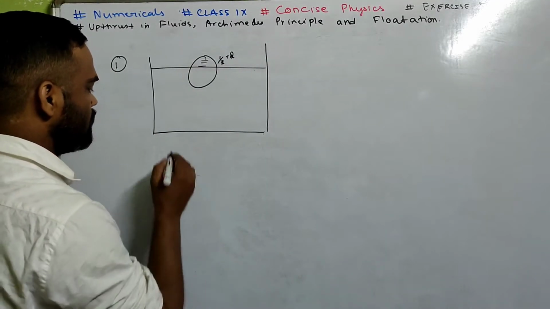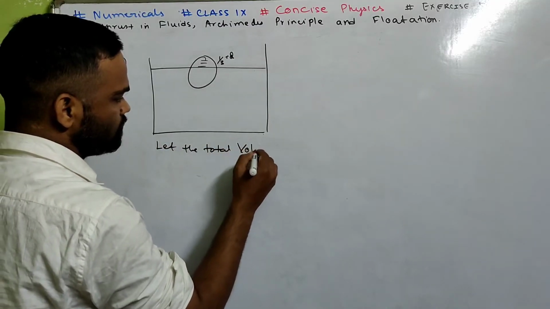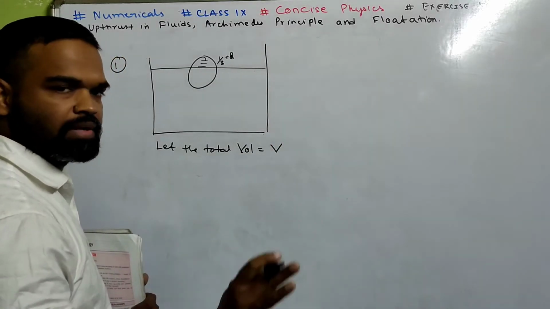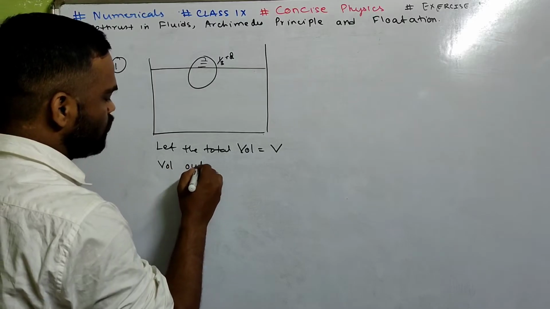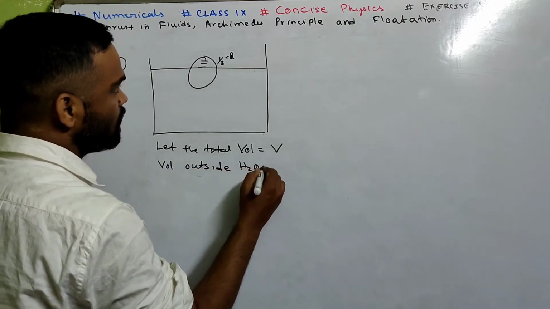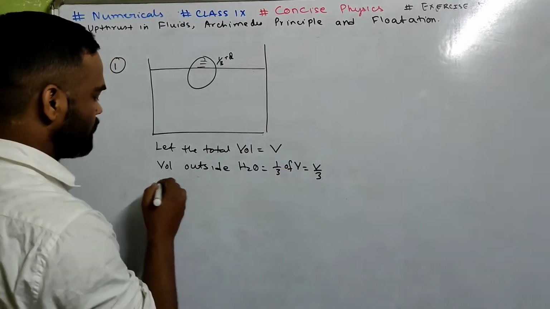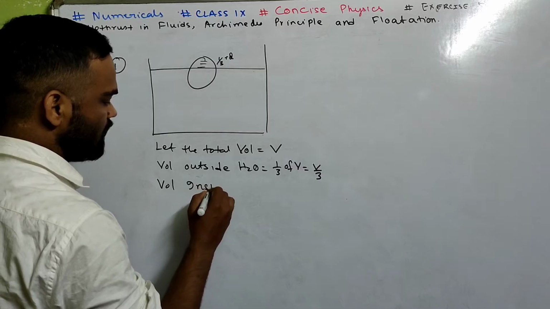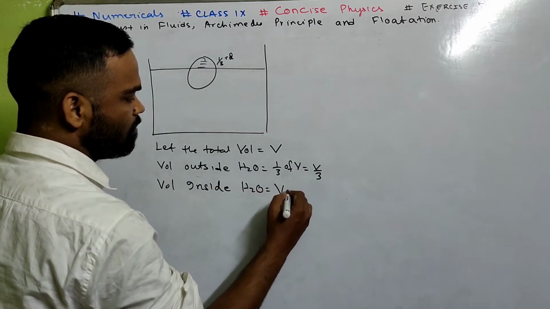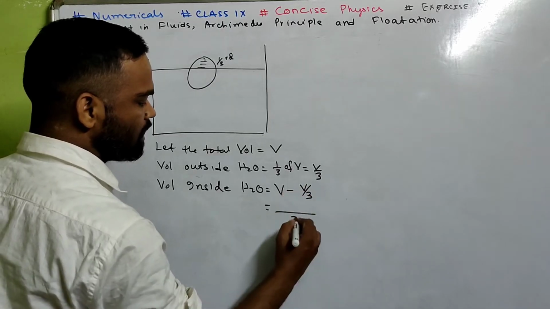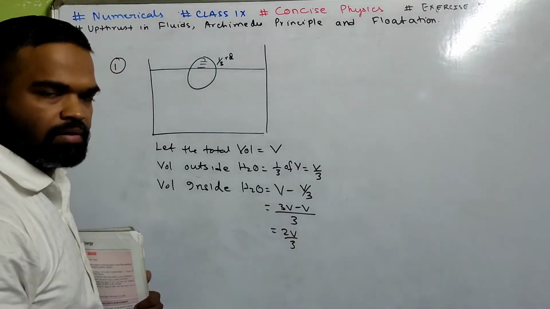Now look carefully. Let the total volume be V meter cube, okay? Then the volume outside water is 1/3 of V, that is V by 3. Volume immersed inside water is V minus V by 3. Taking 3 as LCM, 3V minus V, that's 2V by 3. Very easy.